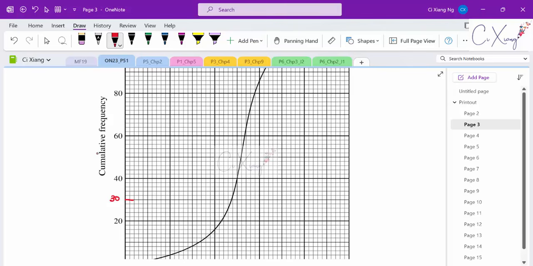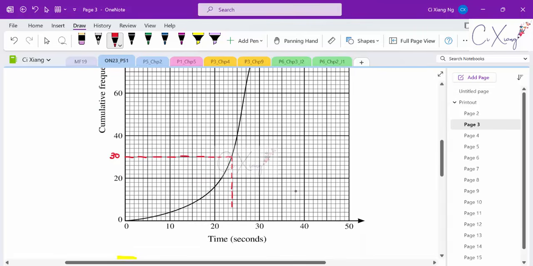Alright, so you can try to draw a line towards the graph and reflect it down to the x-axis. Okay, so if you try to read the value from the axis here, look at the scale. Approximately I get the value 24. Alright, so this is my Q1.